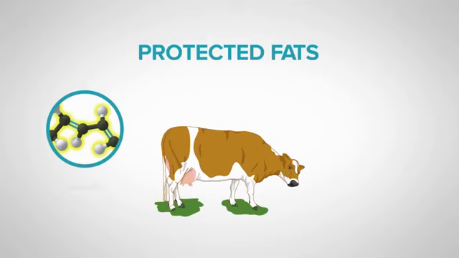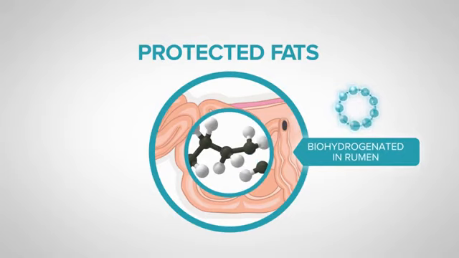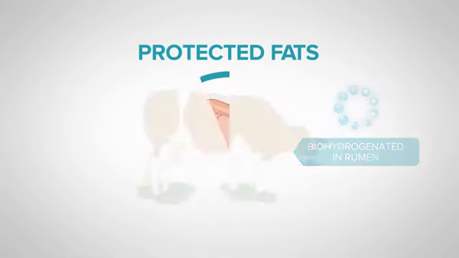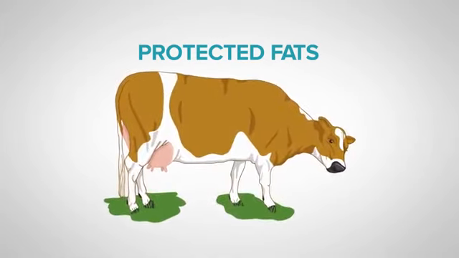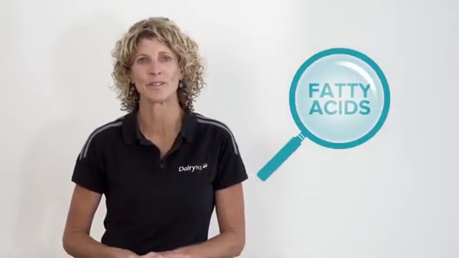Unsaturated fatty acids, such as CLA, can be used to reduce milk fat production. However, in the unprotected form, these fatty acids would be biohydrogenated in the rumen and would lose their biological activity. If they are protected, they pass through the rumen unaltered and thus are made available to the cow. So let's look at what happens to the fatty acids once they leave the rumen.